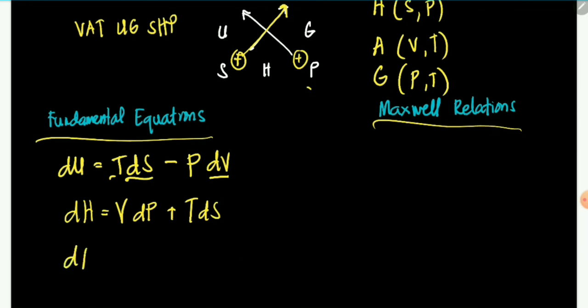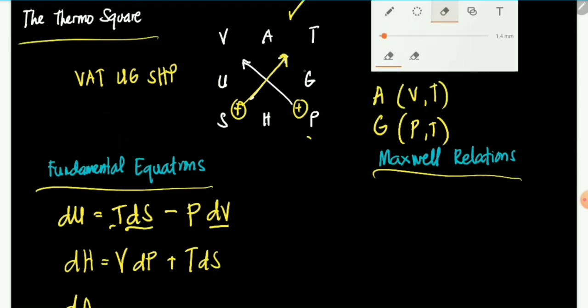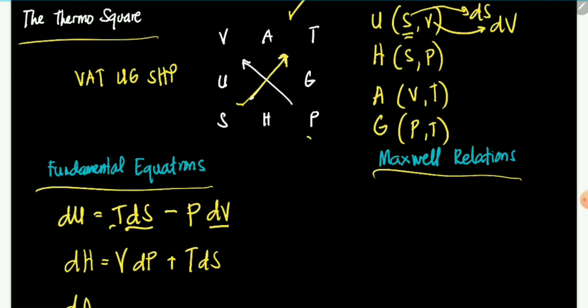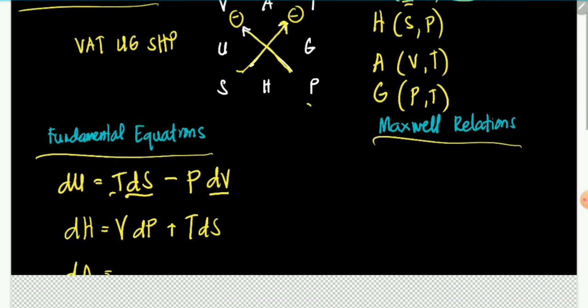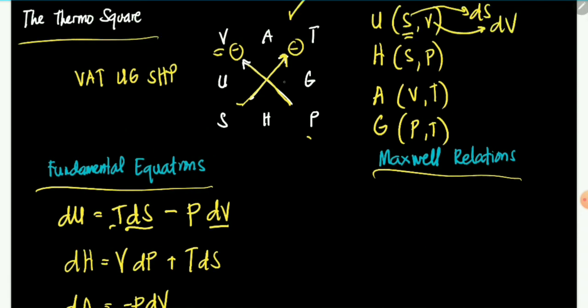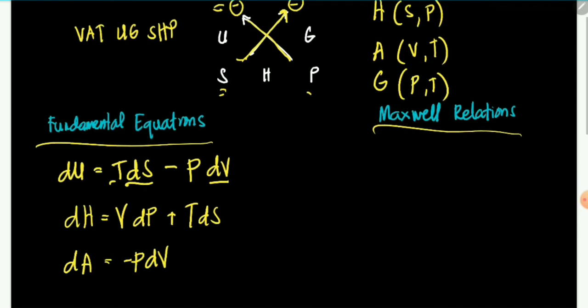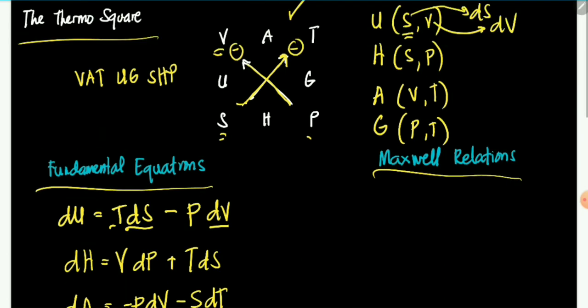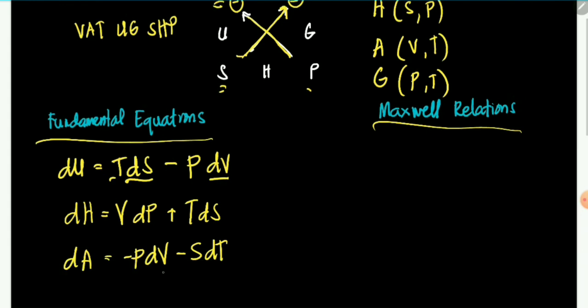So, for dA naman, let's erase ulit. Okay. For dA, makikita natin na parehong papunta sa V and P yung arrow. So, parehong negative. Okay? So, yung nasa other end ng arrow na to, that's negative P dV. Tapos, yung nasa other end ng arrow na to ay S. Okay? So, that's negative S dT. Again, A is a function of V and T, so that's dV and dT. Tama naman tayo dito. Okay?